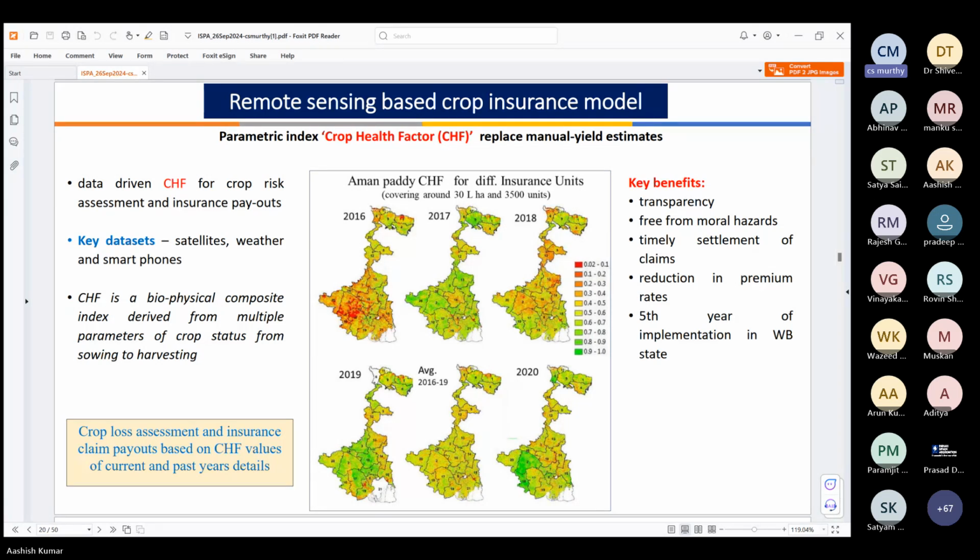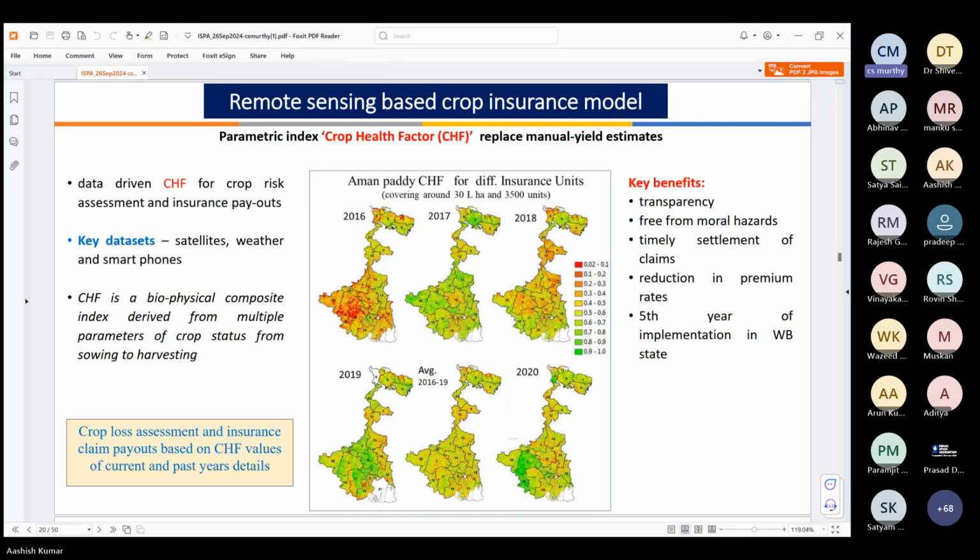By implementing this innovative remote sensing based, index based crop insurance model, the government of West Bengal has saved a lot of money, because the premiums right now are only 3%. In other states where rice is grown but the remote sensing model is not implemented, the premiums are around 15%, 12%, something like that. In West Bengal, since it is driven by technology, there is no manual intervention, so the premiums have come down. The adoption of technology has richly benefited both the state and the farmers.